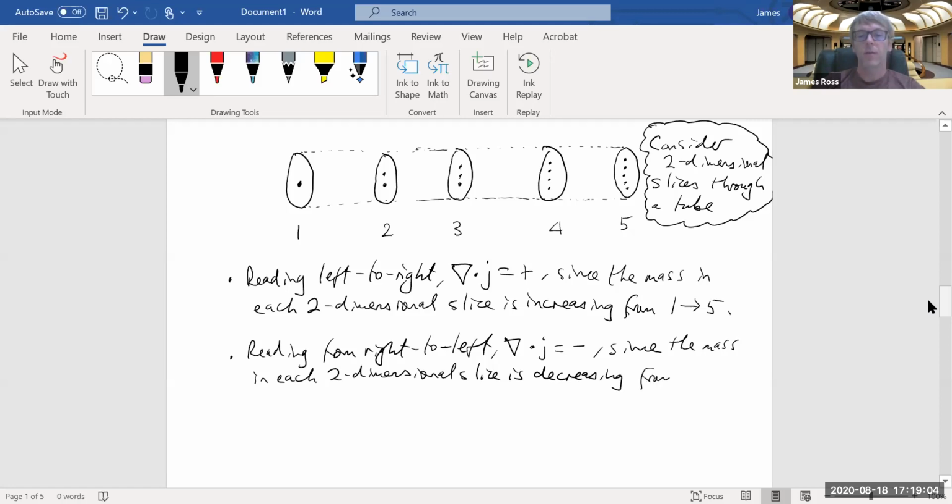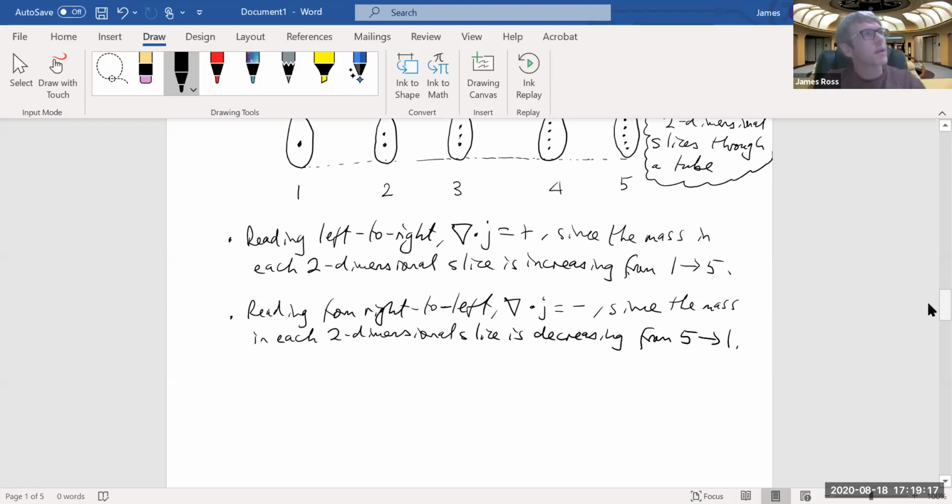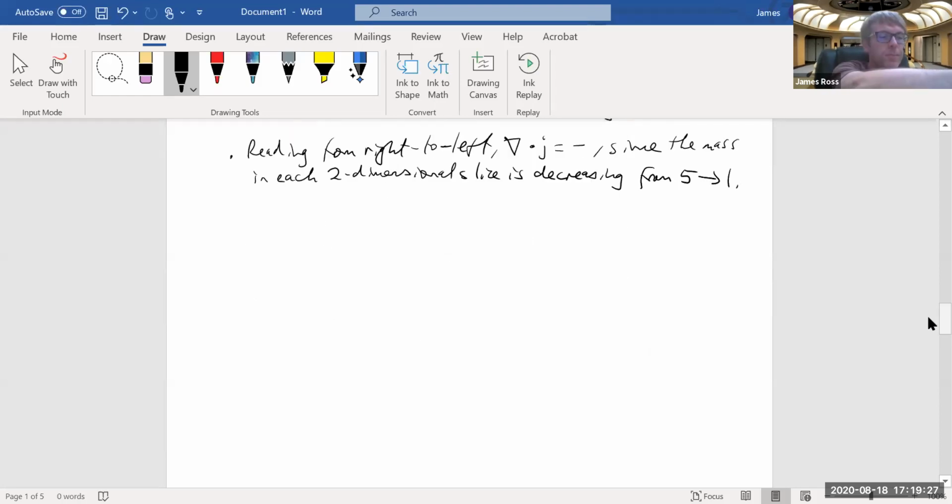From 5 to 1. So going right, 1 through 5, going right to left, 5 through 1. Change direction, you change the sign of the divergence. We don't say, I don't even know what the opposite of a divergence is. We don't say the opposite word, we just say a positive divergence or a negative divergence. So we have a positive and a negative divergence respectively.